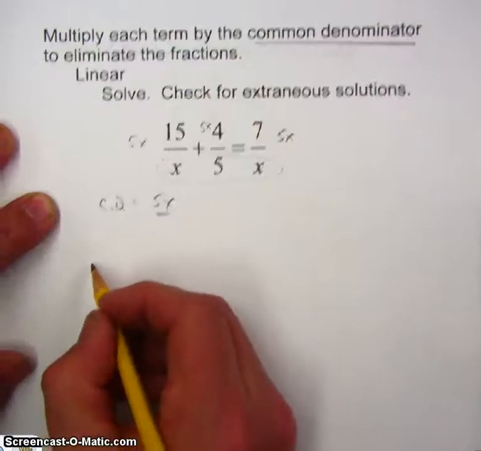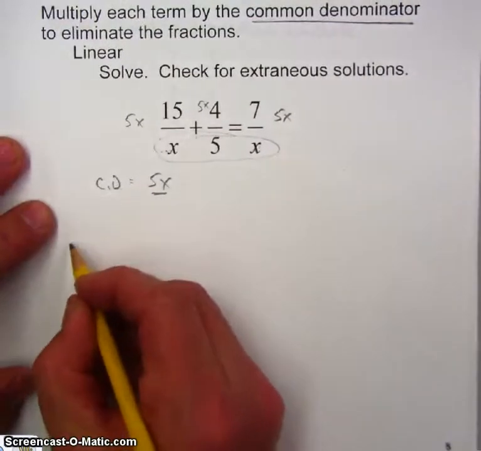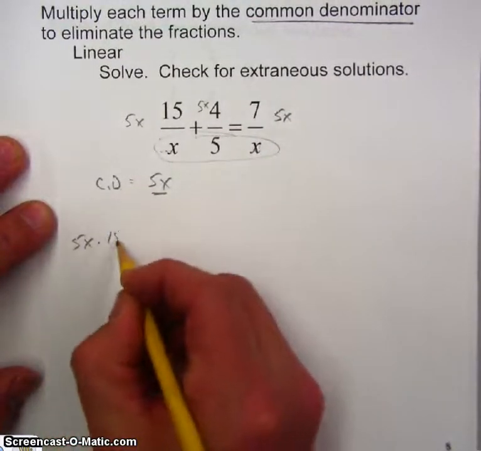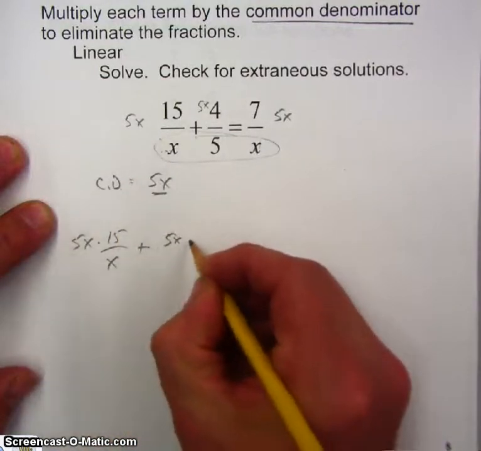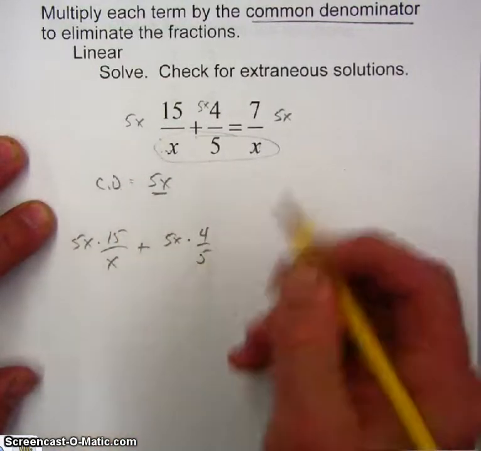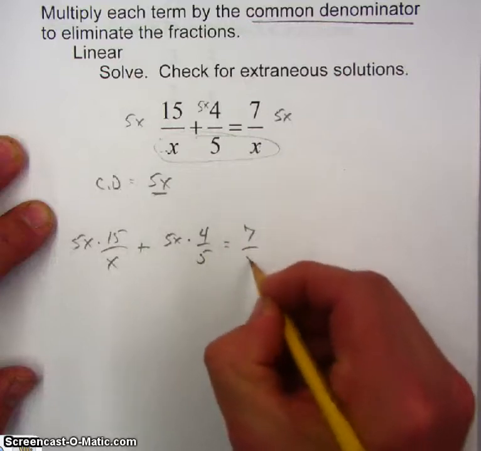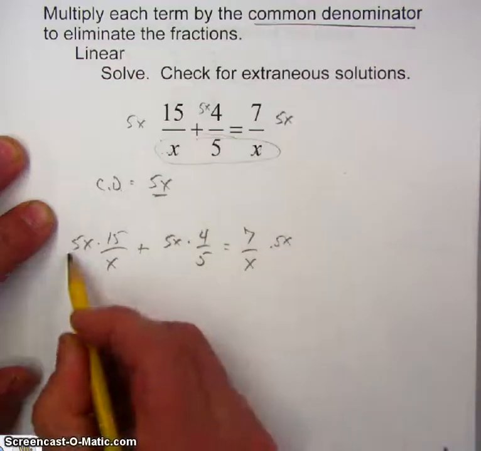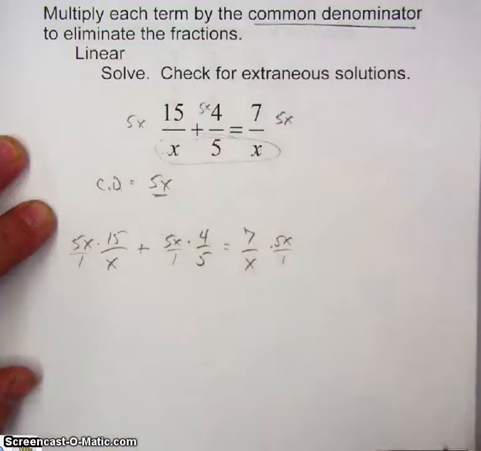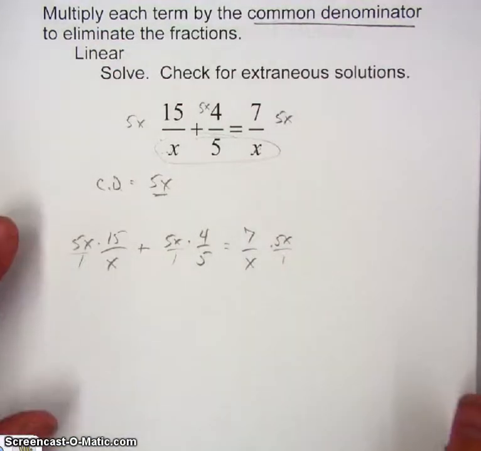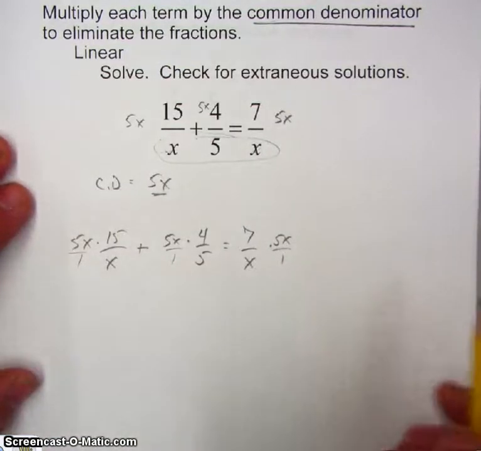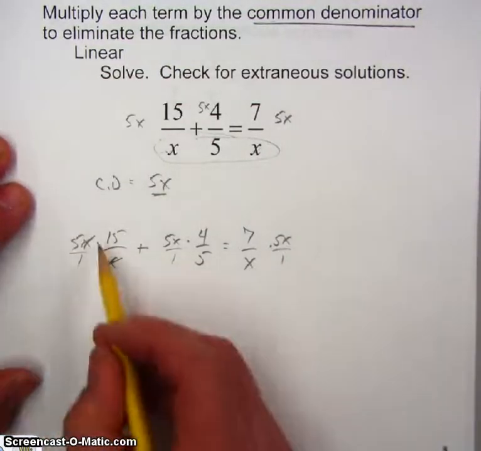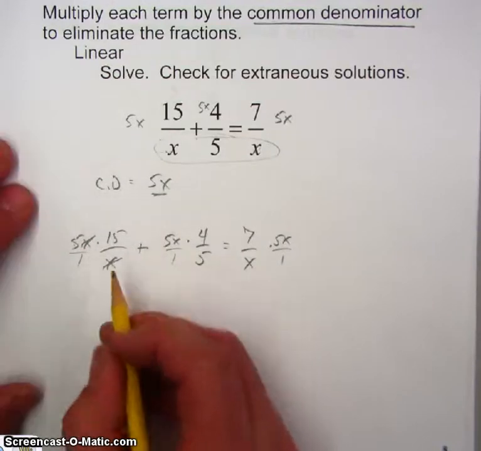Alright, so let me rewrite it out. So I got 5x times 15 over x plus 5x times 4/5 equals 7 over x times 5x. Now these are all assumed to be over 1. Alright, and it goes right back to the previous playlist on simplifying rational expressions. So here the x's cancel out, so I have 15 times 5, which is 60.